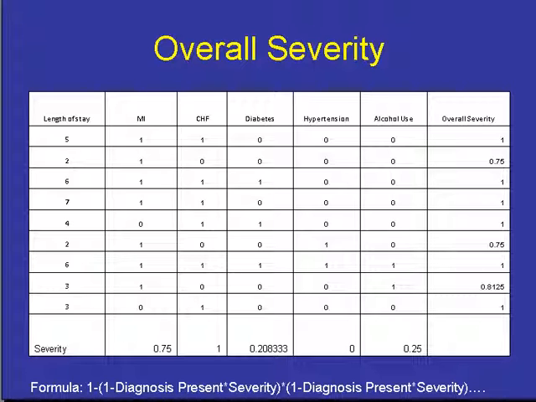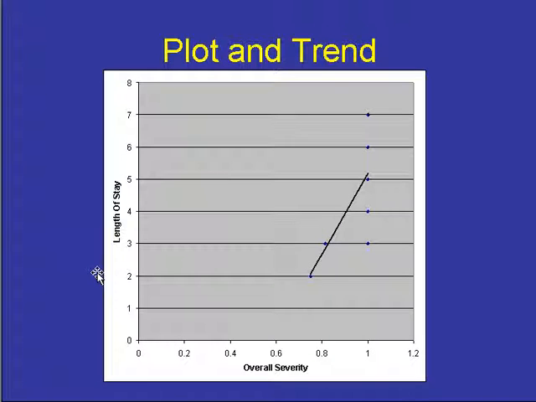We can then plot our overall severity according to our length of stay, with length of stay on the y-axis and overall severity on the x-axis. We found a trend line between the points given and find a strong positive correlation between the overall severity and the length of stay. The individuals here were all diagnosed with CHF and have the overall severity of 1.